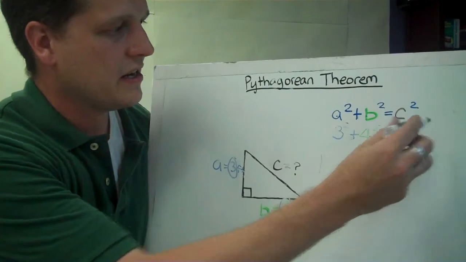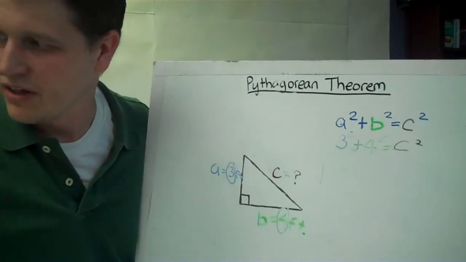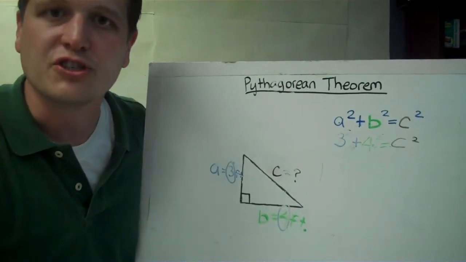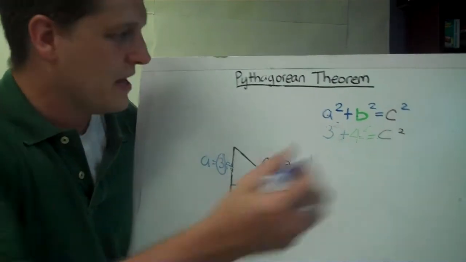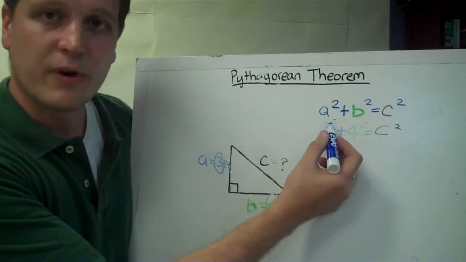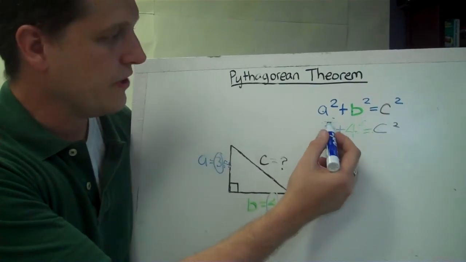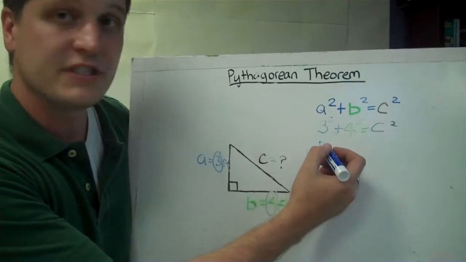Now, let's do our algebra and our multiplication to solve this problem. What is 3 squared? It is 9. 3 times 3, or 3 times itself, gives us 9.